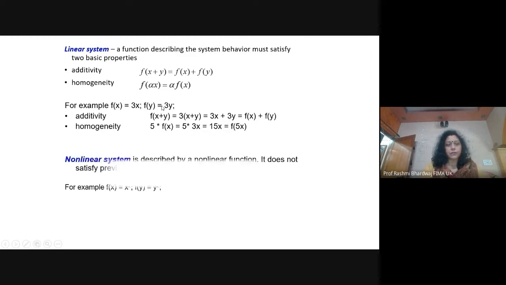Now, coming to the nonlinear system, that is a system which is described by a nonlinear function and does not satisfy these two properties.